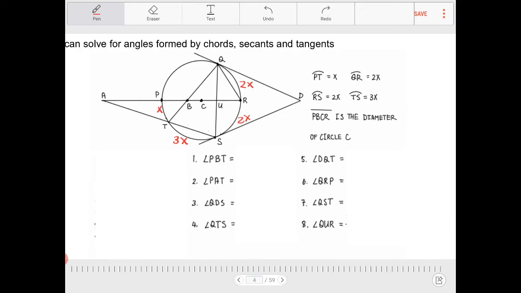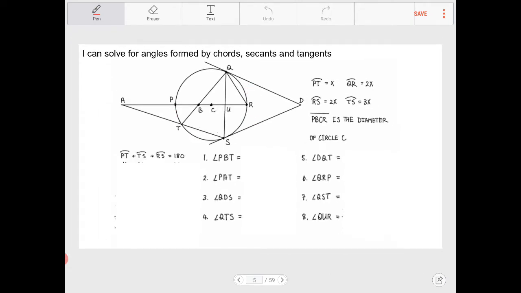So therefore I can say PT plus TS plus RS is equal to 180. X plus 3x plus 2x is equal to 180. 6x is equal to 180, or x is equal to 30. So if I know x is equal to 30, I can then figure out all the remaining arcs.